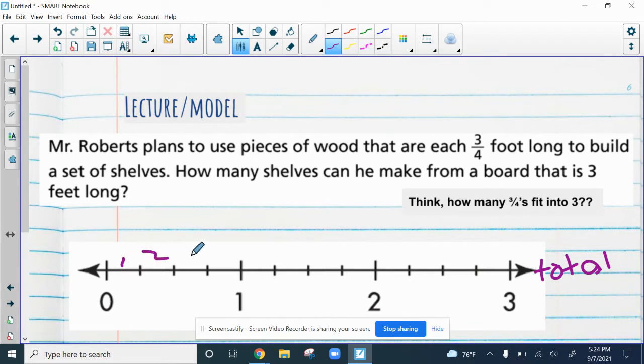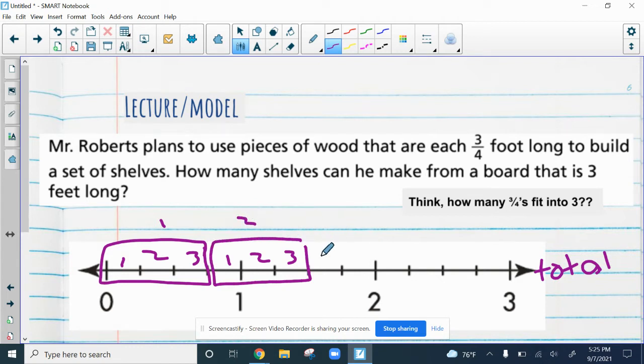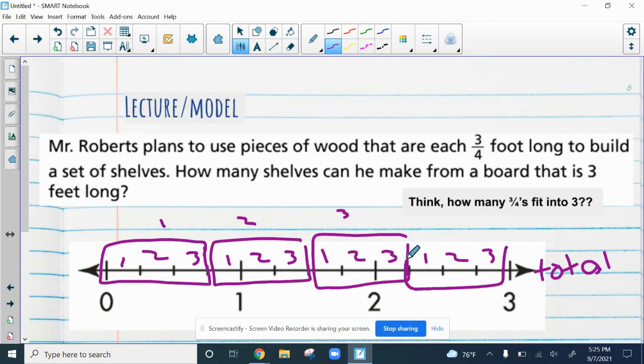1, 2, 3. This is my first piece that I can cut. 1, 2, 3. This is my second piece that I can cut. 1, 2, 3. This is my third piece I can cut. 1, 2, 3. This is my fourth piece that I can cut. So as you can see, I can cut 4 3/4 foot pieces out of a 3-foot board.